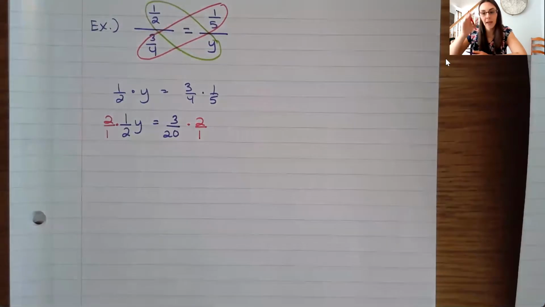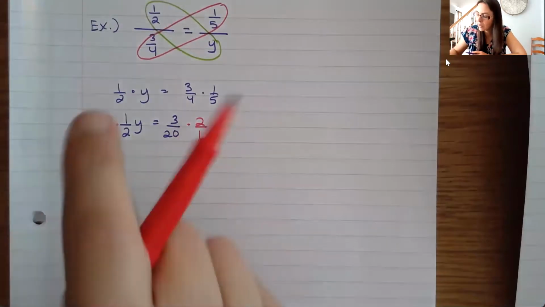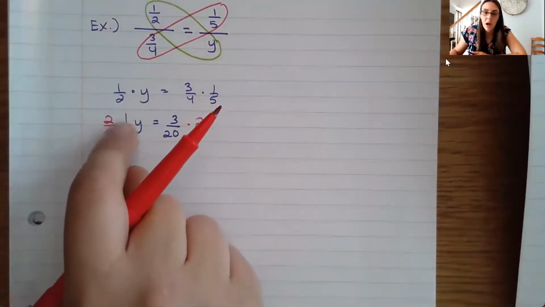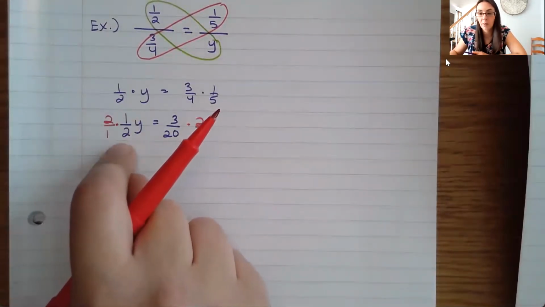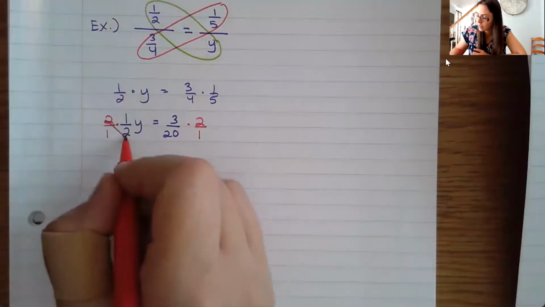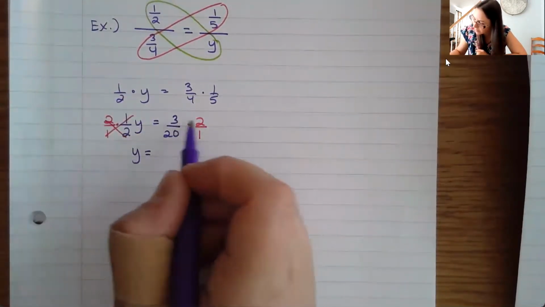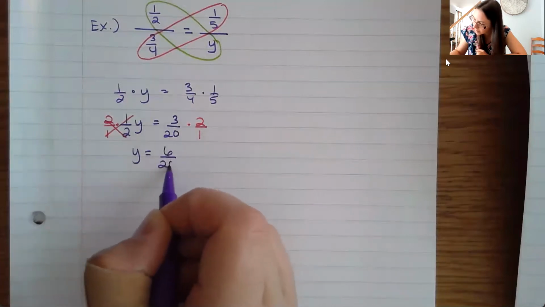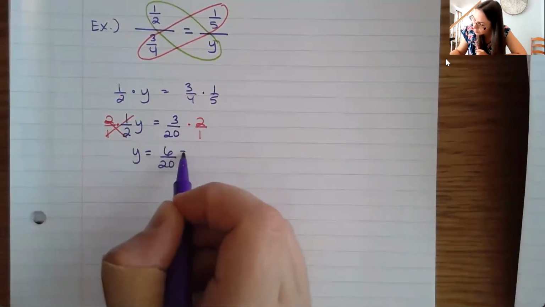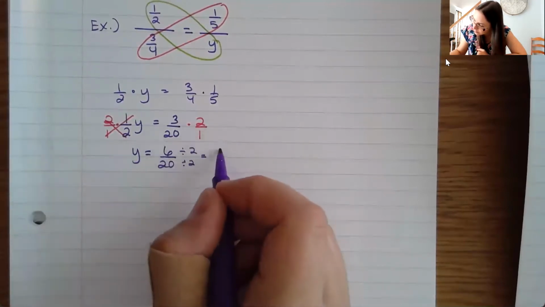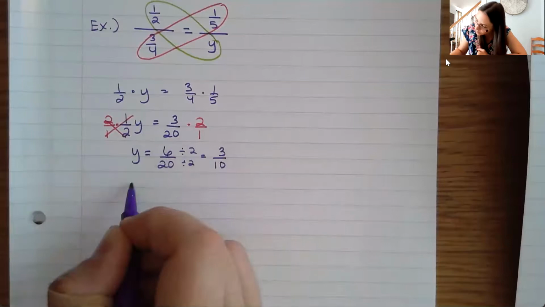So normally I do like to cancel my fractions, but because I only have one y on the left here, I really just need to get rid of this 1/2. So the opposite of multiplying by 1/2 is to multiply by 2 over 1, and that will cancel it out. So I'm using that reciprocal there. So here I'm going to have 6 over 20, right, multiplying straight across. I do need to simplify. So I have y equals 3/10.